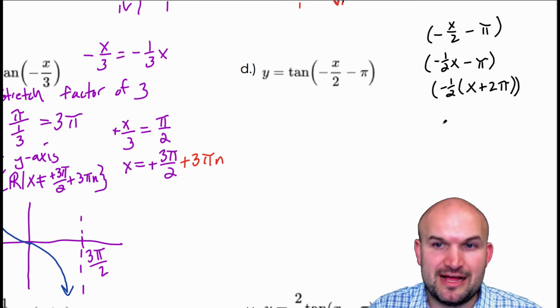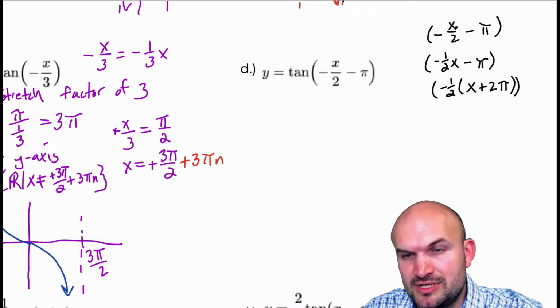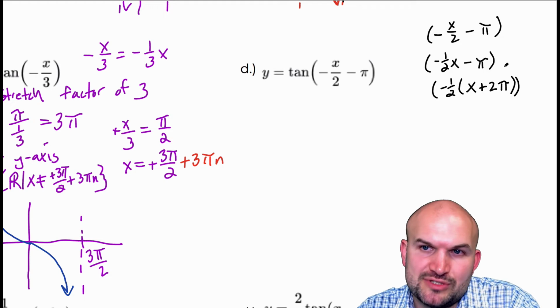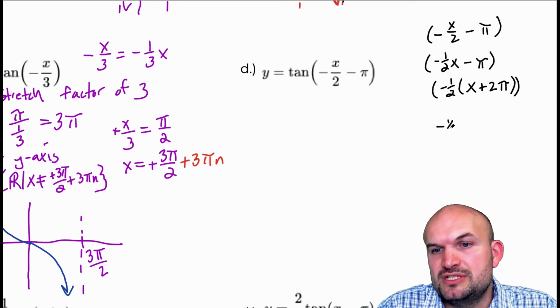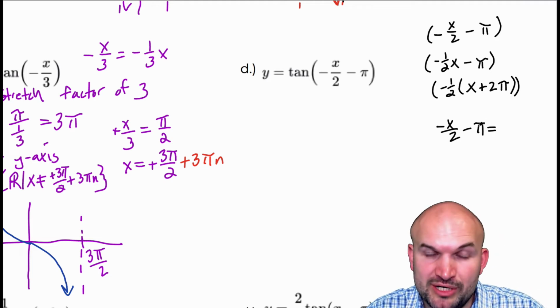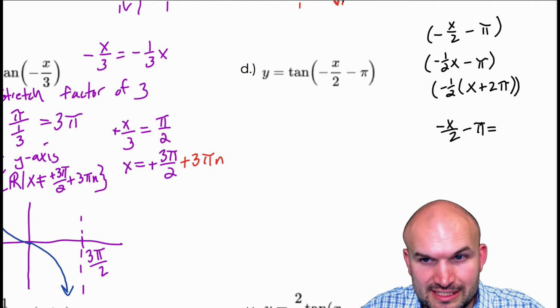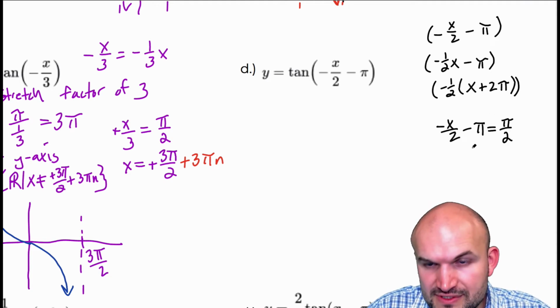Now, if you're not following me, just apply the distributive property back. Negative 1/2 times x is negative x over 2, and negative 1/2 times 2 pi is negative pi. What we can also do is take whatever's inside the function and set it equal to one of our initial periods, either the start or the end. Doesn't really matter which one, but I will use the end because I like positives.